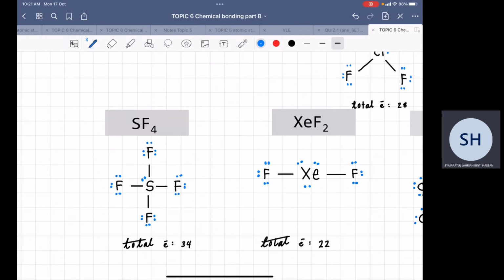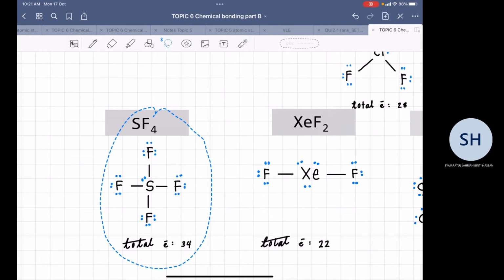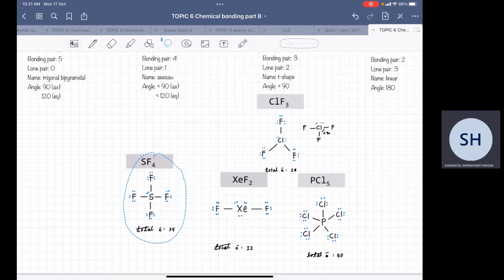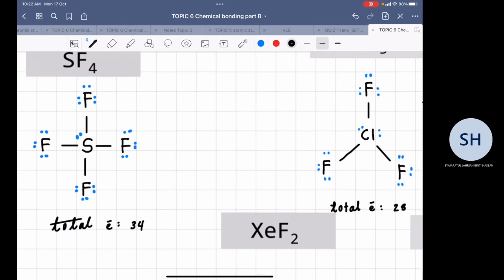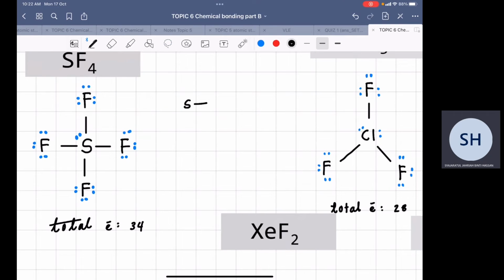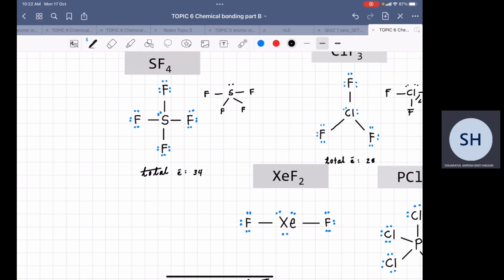Sulfur sits in period 3, so sulfur can hold more than 8 electrons. So here we have 5 electron groups, 4 bonding pairs and 1 lone pair. So the shape should be seesaw. When you want to draw your seesaw, you can draw something like this. How you make it look like a seesaw is important, so that when you draw it for your test, it shows the representation. So this is seesaw, and you put the angle there.